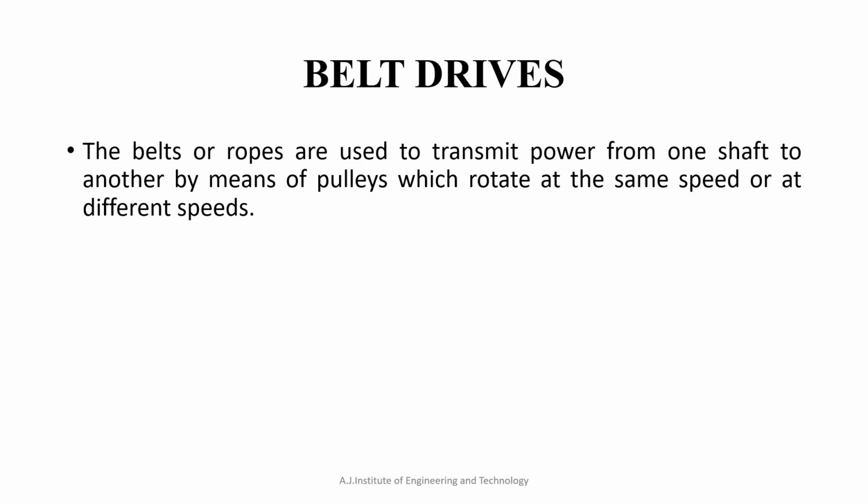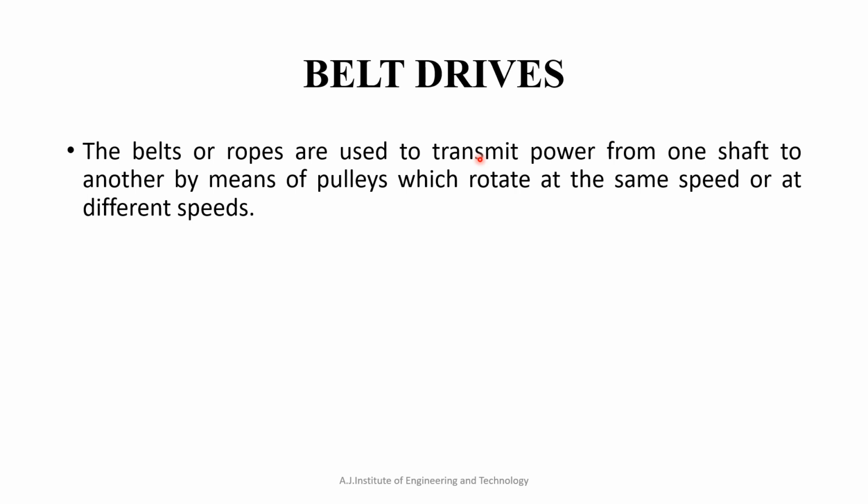So what is a belt drive? A gear drive as well as a belt drive is a device used to transfer power from one shaft to another shaft. Belts or ropes are used to transmit power from one shaft to another by means of pulleys. With the help of a belt drive, power transmission takes place from one pulley to another pulley, or one shaft to another shaft.